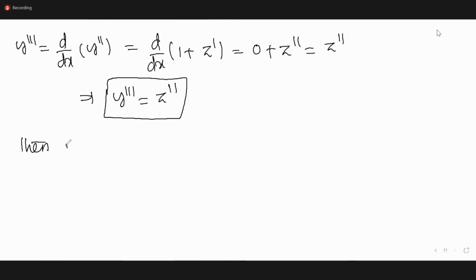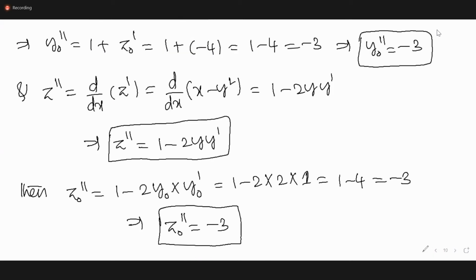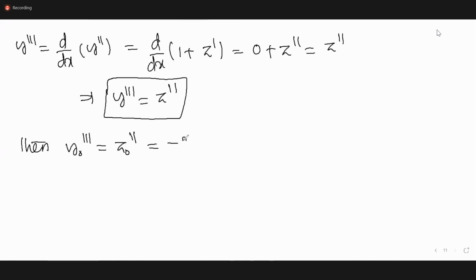Then y naught triple dash is equal to z naught double dash. What is z naught double dash value? Minus 3. So y naught triple dash is equal to minus 3.